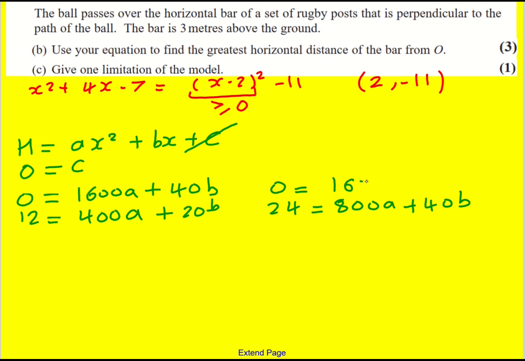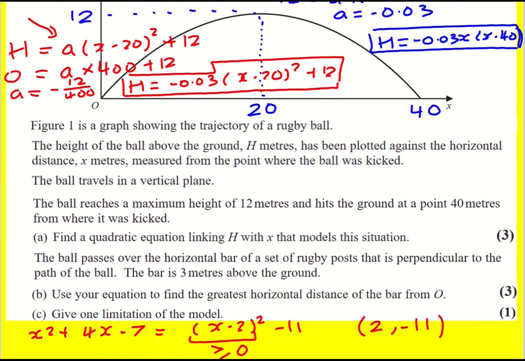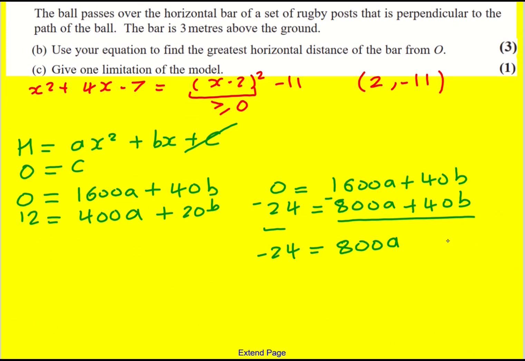Got my other one, just rewrite it. Okay, to be honest, you could solve these on your calculator, the simultaneous equations, but I'm doing it here. I'm going to get minus 24 is 800a, and then we're going to get minus 24 over 800, which is going to be the same as minus 12 over 400, minus 0.03. Put that back in to get b.